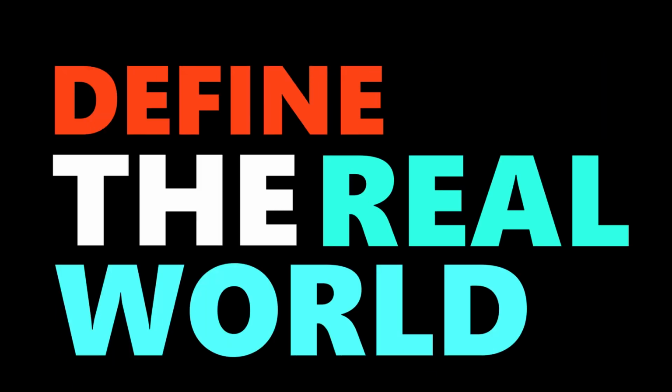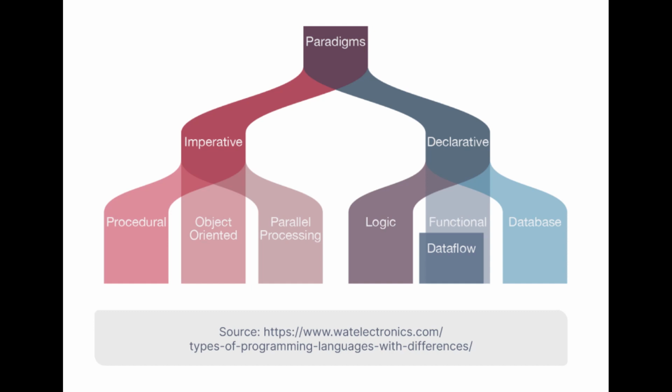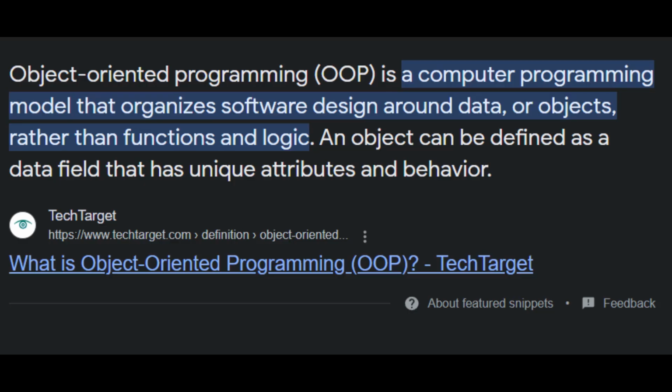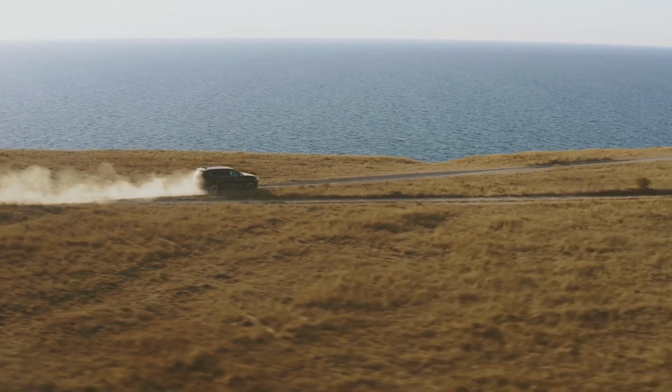how we can define real-world objects in programming. When programming, there are multiple paradigms to choose from, one of which being object-oriented programming, where everything in your program is defined as an object using a class. For our example, let's try to represent a car as an object.